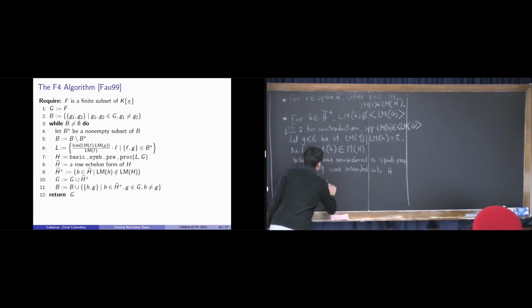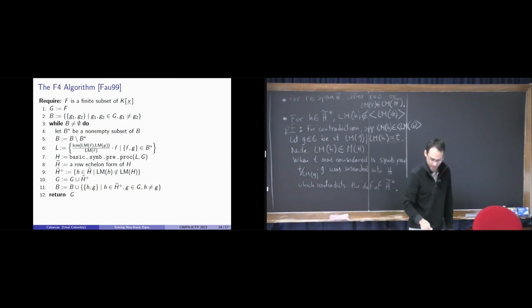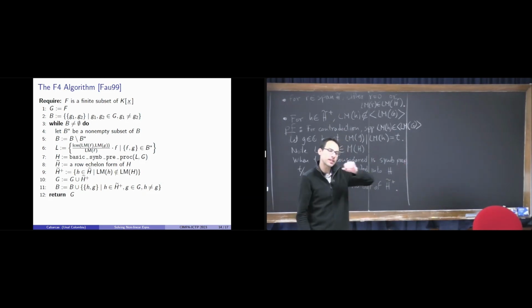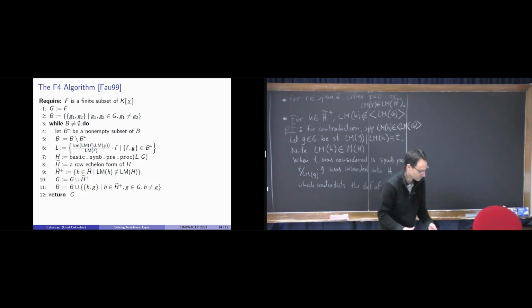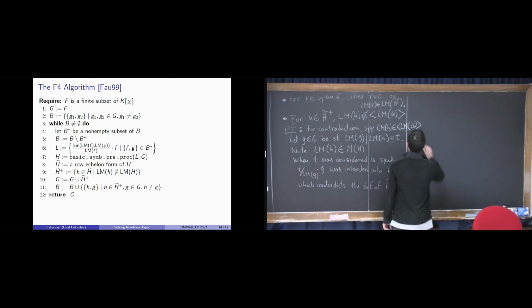Which contradicts the definition, that was the point precisely. Tilde plus includes only new leading monomials. And here we saw how the symbolic preprocessing was important because it considers every single monomial that happens in H. All right. Any questions there?